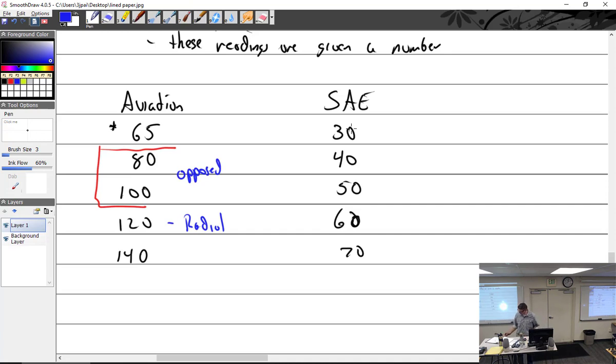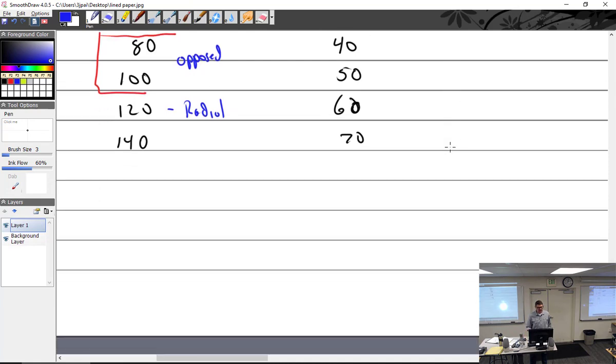Let me see. Readings are given a number. I don't know why this comes next. Does this make sense? It's like I'm missing a page or something. So we've got to select oil. And I have some random notes here. So I'll write these notes.